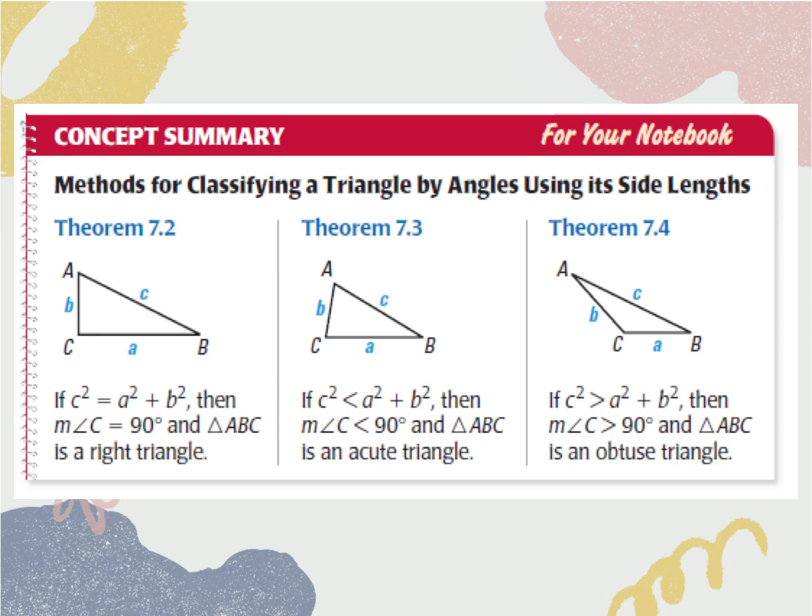And lastly, we have the summary of what we just saw throughout this whole PowerPoint. We have theorems 7.2, 7.3, and 7.4. This states 7.2: if it's equal, then it's a right triangle. If C is less, then it is acute. And if it's greater, then it's going to be obtuse.